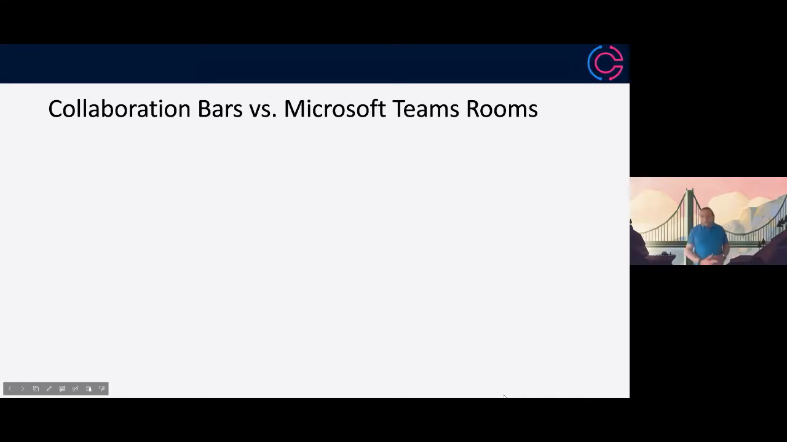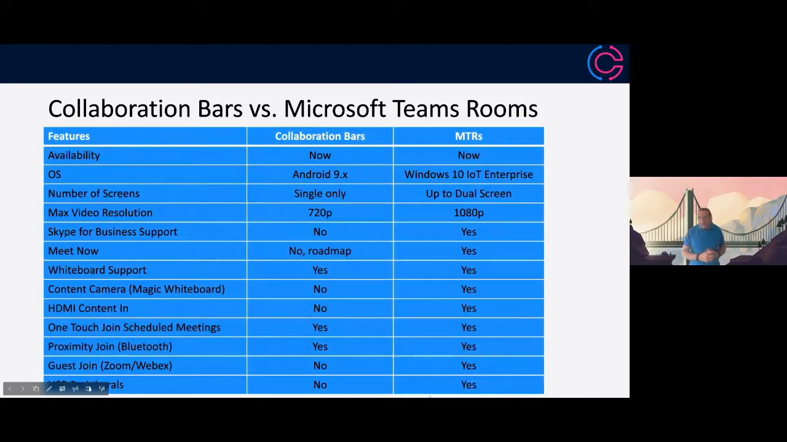So popular question that I get asked a lot is, what about collaboration bars versus Microsoft Teams rooms? So I put together a table, really. It helps identify what the differences are. So they're both available now. They both work, but they run obviously different OSs. The collaboration bars run an Android platform, very similar to what the phones are running. And the Microsoft Teams rooms, they run Windows 10 IoT Enterprise. And they follow the Windows updates from your normal desktop cycle.